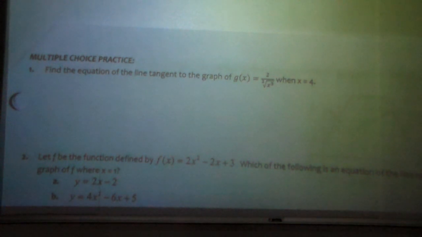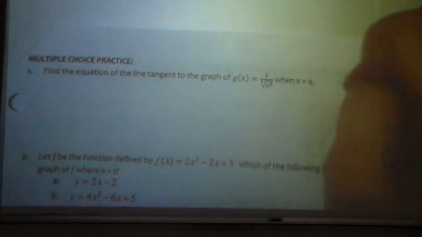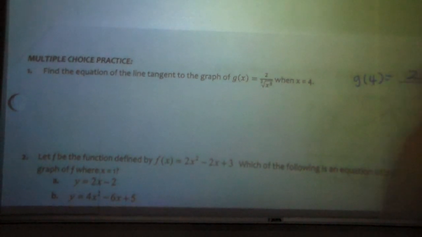Find the equation of the line tangent to the graph when x equals 4. So first I'm going to find my point. That would be g of 4, which is 2 over the square root of 4 cubed.